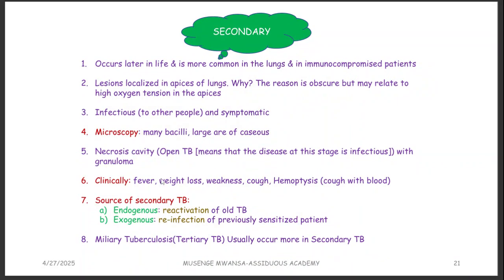Secondary TB, the problem here is it is either reactivation of the old TB. So someone had primary TB, maybe they got better, they were treated, but then it gets reactivated, that is endogenous, or it can be exogenous where you get another infection. That's known as a reinfection. Okay, and it normally happens in immunocompromised people. Lesions are normally going to be located at the apex of the lungs.